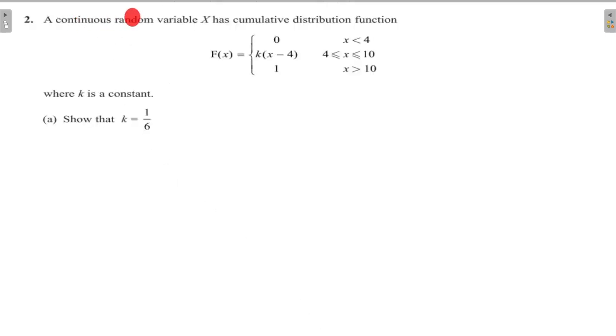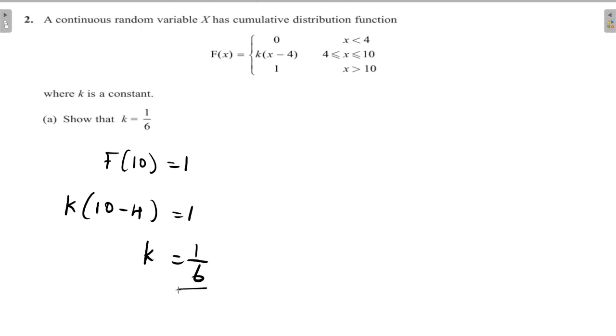Question number 2. X is a continuous random variable with the cumulative distribution function given. The cumulative distribution function is the sum of the probability density function. K is within the limit 4 to 10. We have to show that k equals 1 by 6. Let us find F(10) equal to 1, because the total probability is equal to 1. So k into (10 minus 4) equals 1, so 6k equals 1, k equals 1 by 6. Hence we proved the first part.